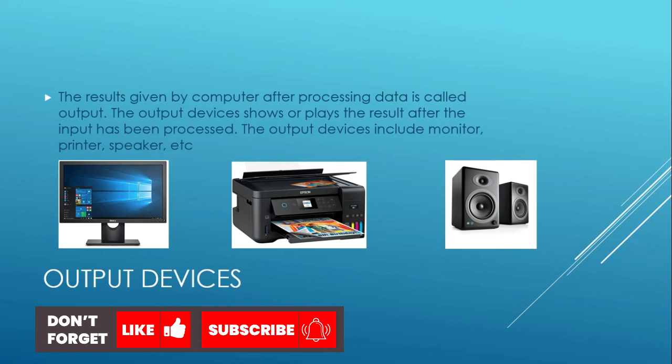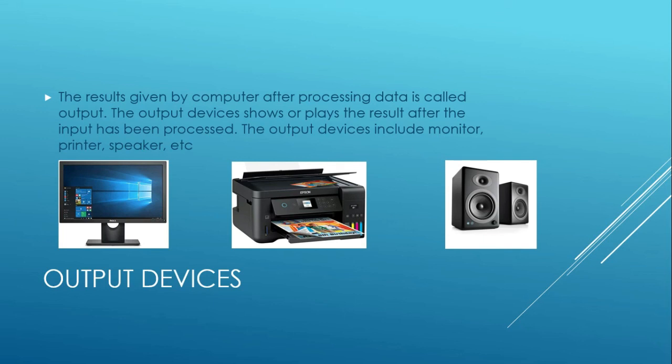Then the middle image shows you a printer. After you've typed or taken your photo or whatever you've been working on, you will want to print. So you will use a printer, which is our middle image. Then if it is something like audio or video, you will want to hear the sound. So we have the speakers as an output device.